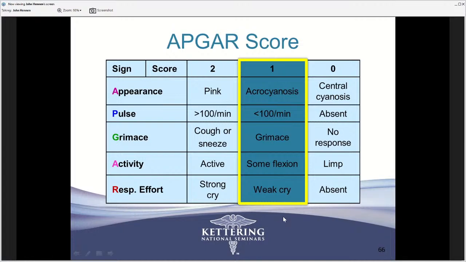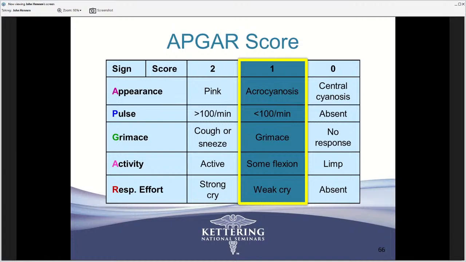At the very bottom of the page, this is a very important section, the action based on the score. So let's remember, if we have a 0 to 3, we're going to need to resuscitate the baby. If it is a 4 to 6, we're going to support and stimulate and warm and administer oxygen.